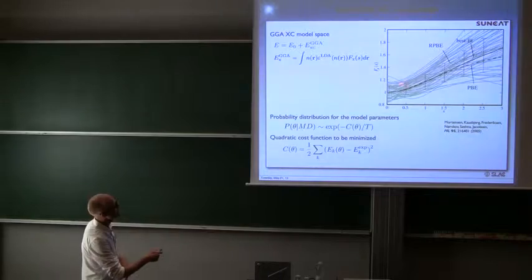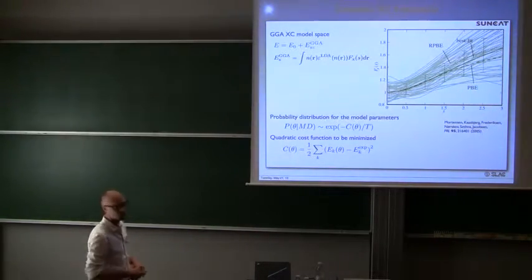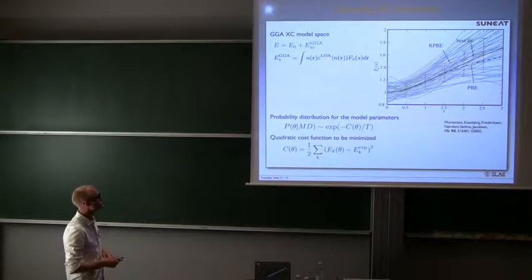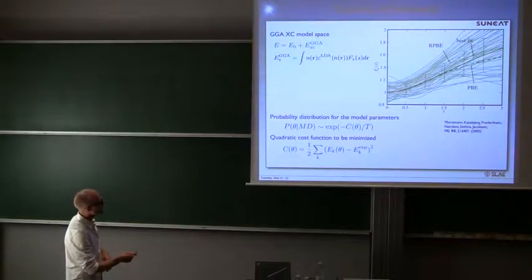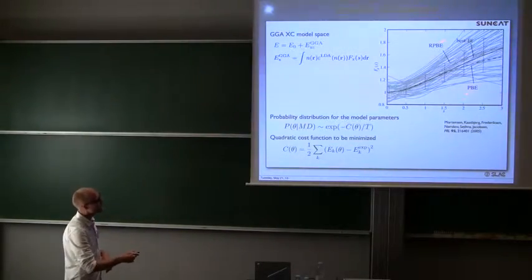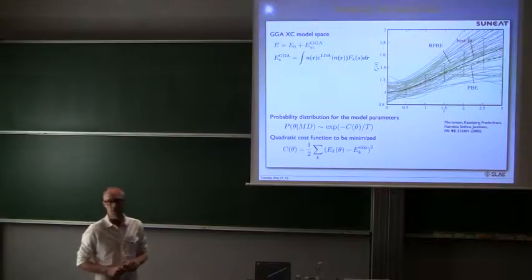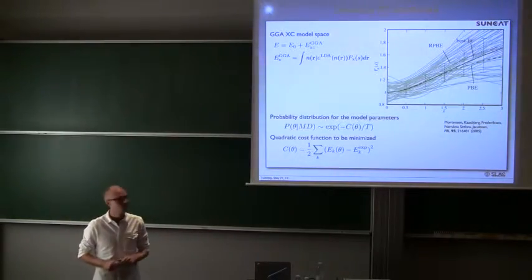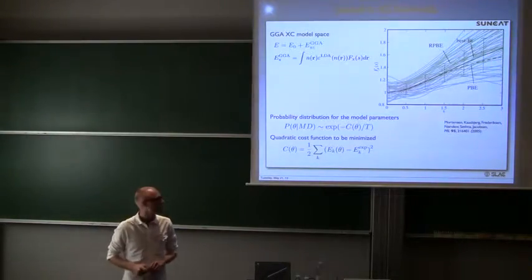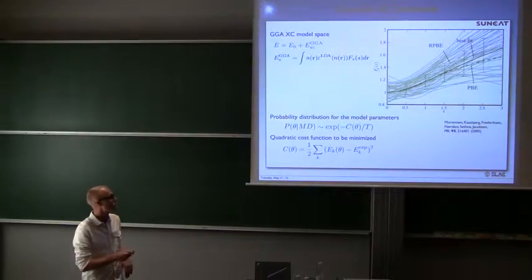The result is over here, where the best fit enhancement factor is plotted as the solid black line. Then there is an ensemble of different functionals around the best fit one. The model was eventually chosen by minimizing the cost function, which is one measure of the fitting of the functional, and the ensemble of models around the optimum one is related to a probability distribution for the parameters. So we know that this is not an exact model at all, but we can define an ensemble around the optimum one that spans the errors that we know the functional makes.